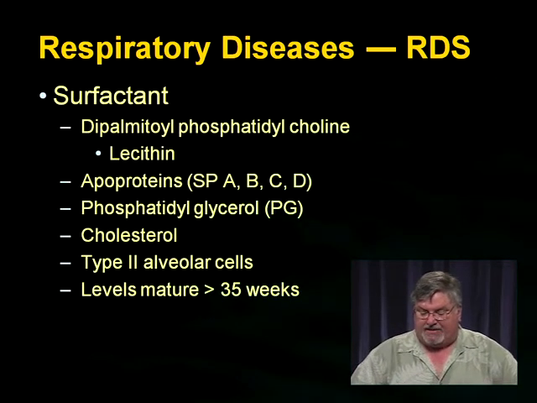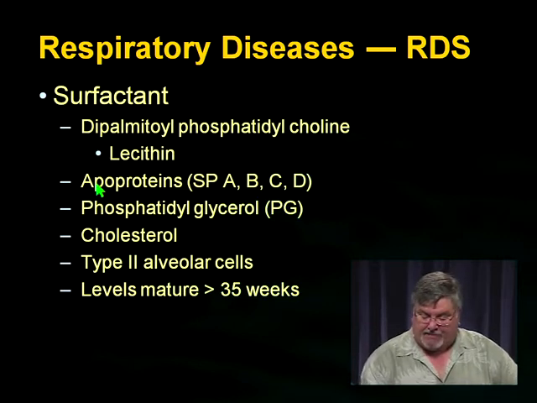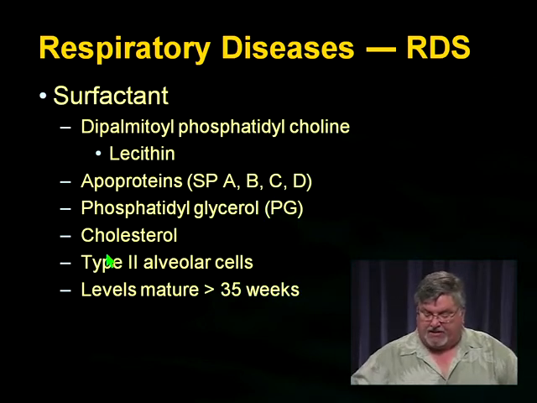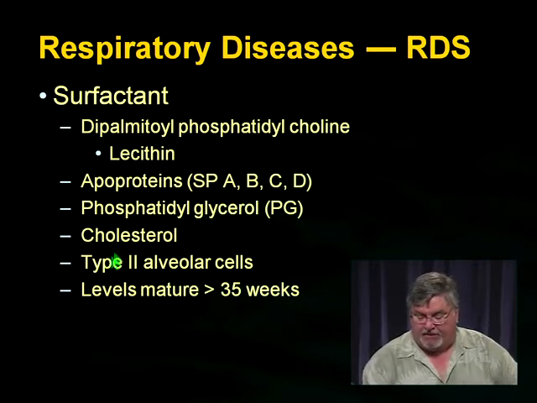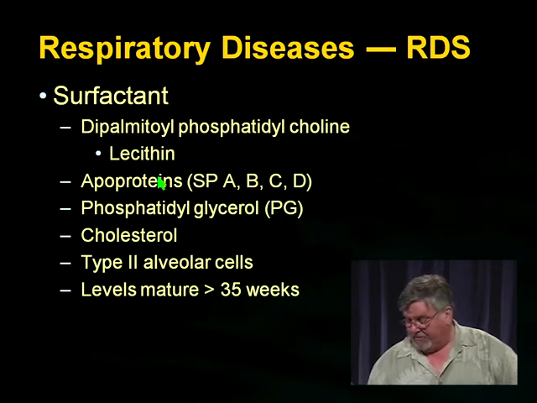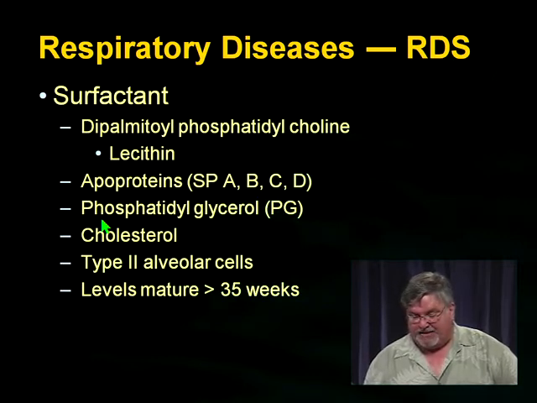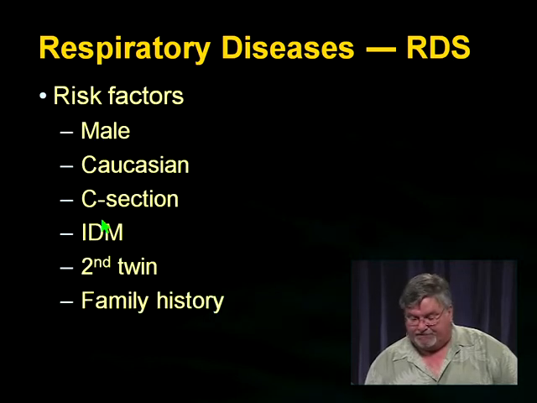That's what surfactant is, dipalmitoyl phosphatidylcholine. It's also associated, the surfactant has apoproteins, phosphatidylglycerol, cholesterol. It's made by the type 2 alveolar cells, and its levels generally mature if you don't muck around with it at greater than 35 weeks gestation. This, by the way, is a fascinating story for a cocktail story, but I won't tell it to you now. But it took a long time for people to figure out that those proteins that they always isolated with surfactant from lung mush were actually important to surfactant function.